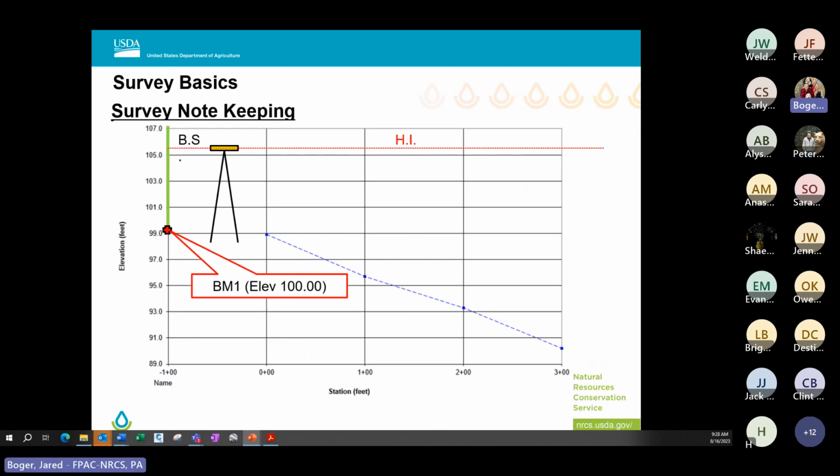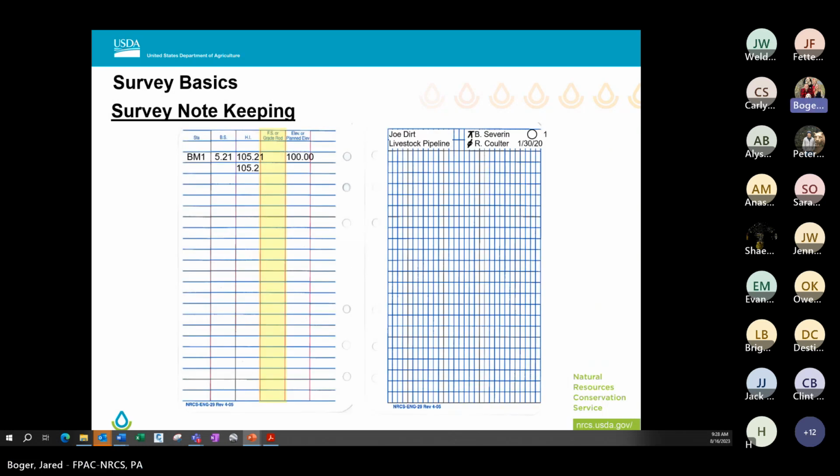Here's a diagram trying to explain HI and backsight. We have our elevation at 100. Our instrument height is elevated; this would be the tripod, and this would be your B2A or your laser. You take your height of instrument, which I think was 5.21. So 100 plus 5.21, that's your HI, just like that.